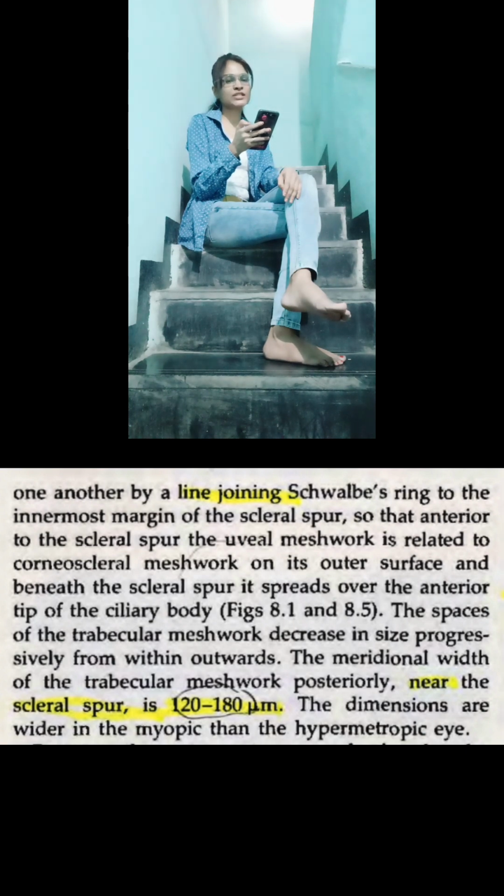The spaces of the trabecular meshwork decrease in size progressively from within outwards. The meridional width of the trabecular meshwork posteriorly near the scleral spur is 120 to 180 micrometer. The dimensions are wider in the myopic than the hypermetropic eye.